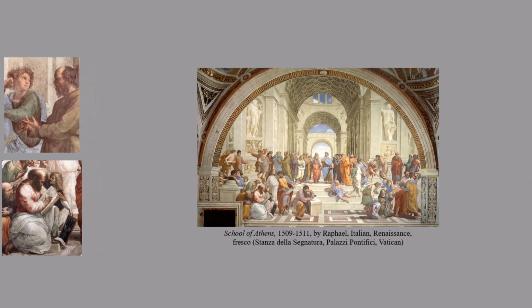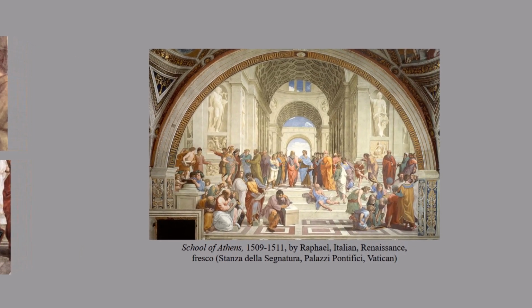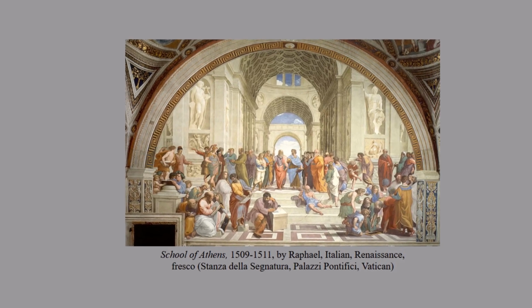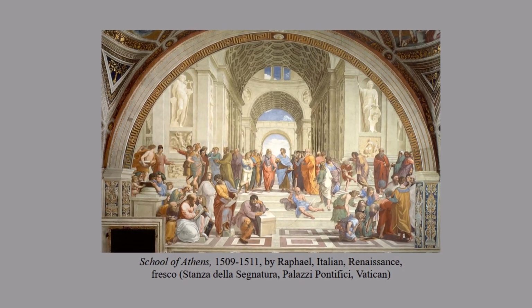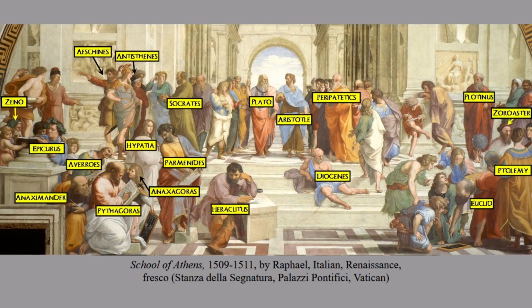Now, in the 16th century, 1509 to 1511, an artist named Raphael, who we'll be studying later, paints this painting called The School of Athens. And in the School of Athens, there's various interpretations of it, but the main characters in it are these philosophers who we're talking about: Socrates, Plato, Aristotle, mathematicians like Heraclitus.